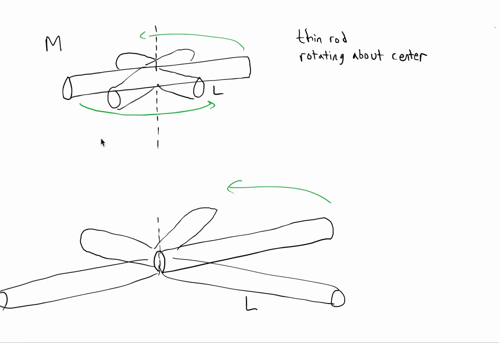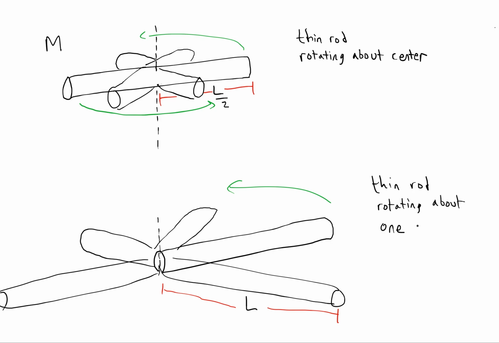So this would be L from here to here. In this picture, I guess L would be like that. So in other words, this could be thought of as L over 2. So this is a thin rod rotating about one end.